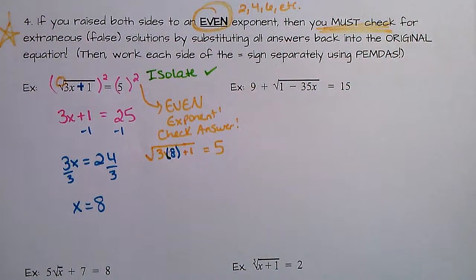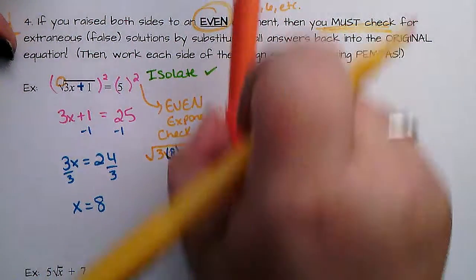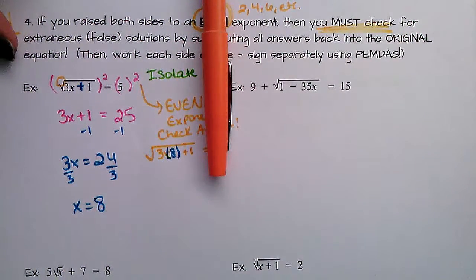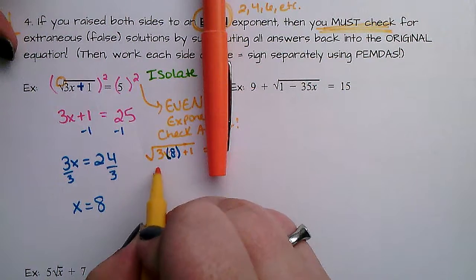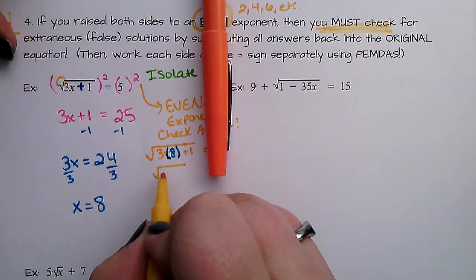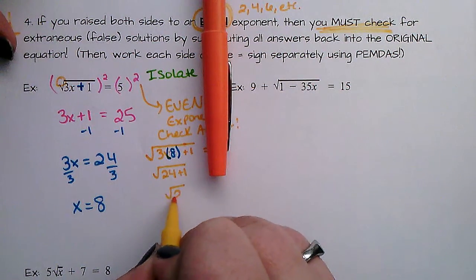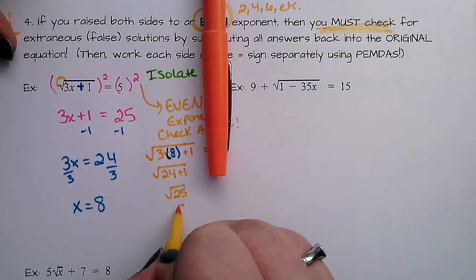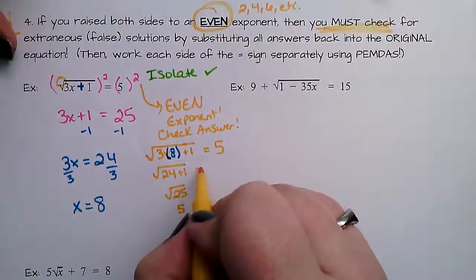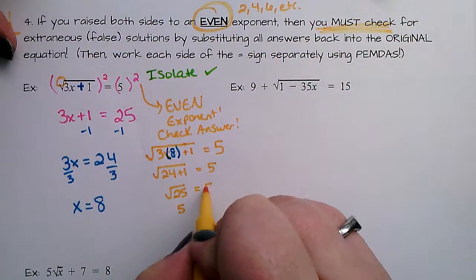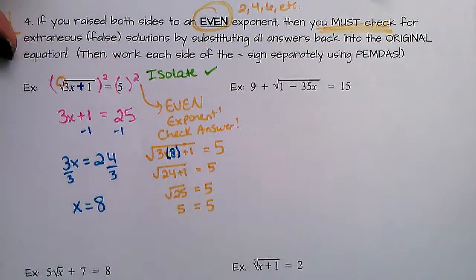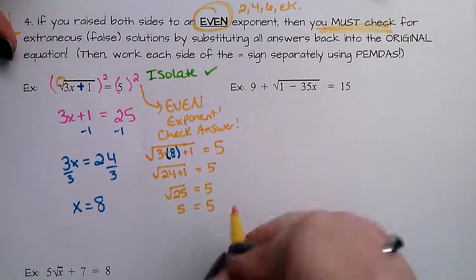Now we do each side of this separately. So I ignore that side of the equal sign and I just work on this side. So 3 times 8 is 24. 24 plus 1 is 25. The square root of 25 is 5. Well, this side doesn't have anything to do. So it's just 5 all the way down. So does 5 equal 5?